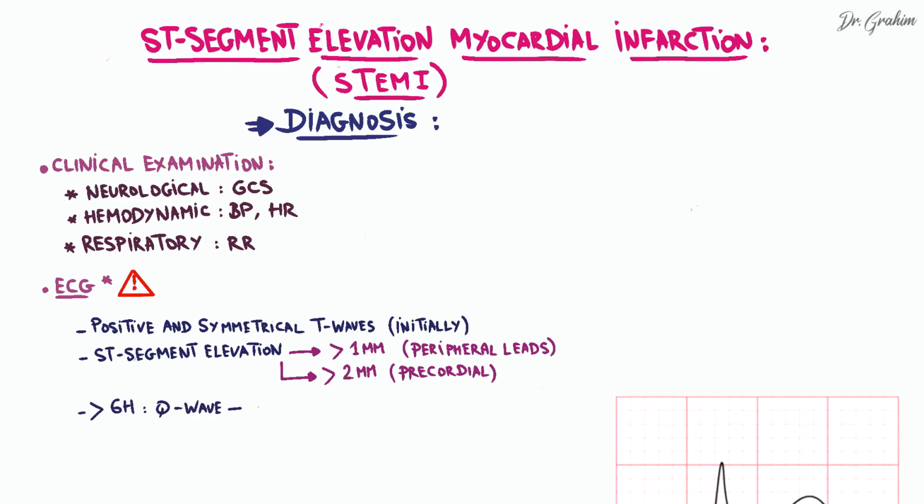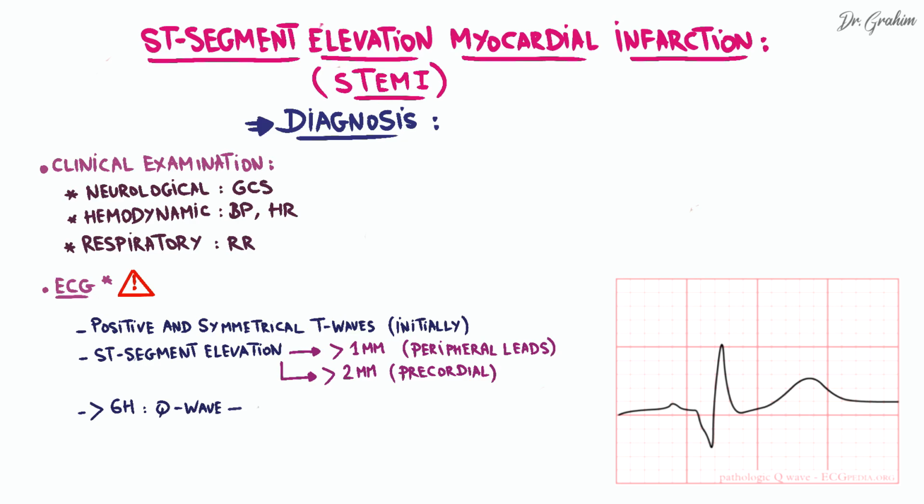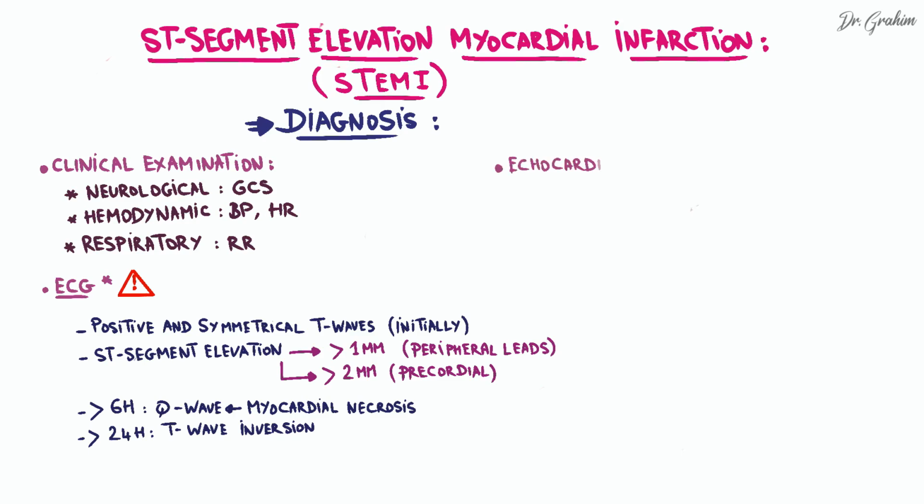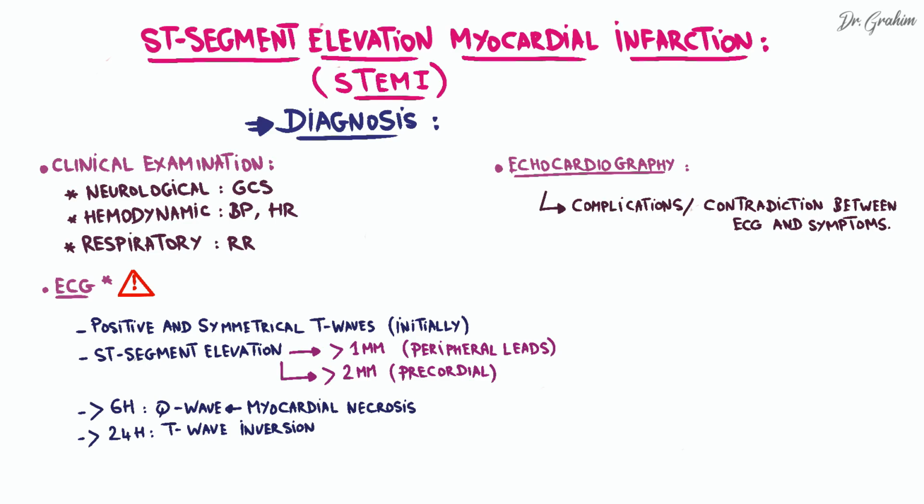Starting in 6 hours, there is a Q wave development secondary to myocardial necrosis, followed by a T wave inversion after 24 hours. When complications are suspected or when there is a contradiction between clinical symptoms and the ECG results, immediate echocardiography should be done. Additionally, the diagnosis can be guided by the measurement of high sensitivity troponin levels, which can identify myocardial infarction as early as 3 hours after the beginning of the chest pain.